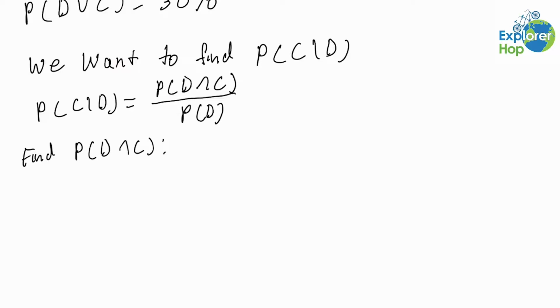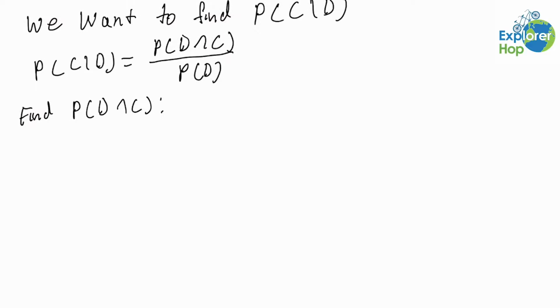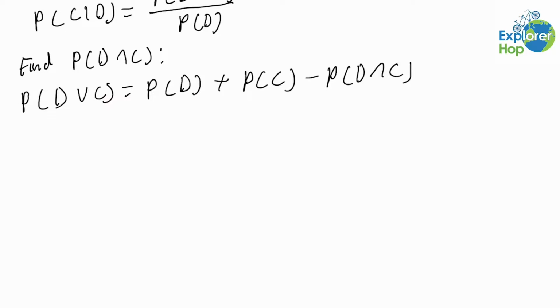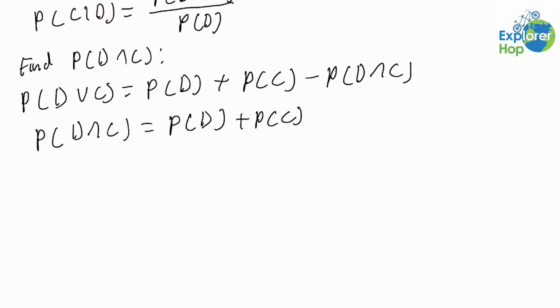And to do this, we're going to use the formula where the probability of the union of event D and C is equal to the probability of event D plus the probability of event C minus the probability of the intersection of event D and C. And from here, we can just solve for the probability of the intersection of event D and C. So the probability of the intersection of D and C is just equal to the probability of event D plus the probability of event C minus the probability of the union of D and C.